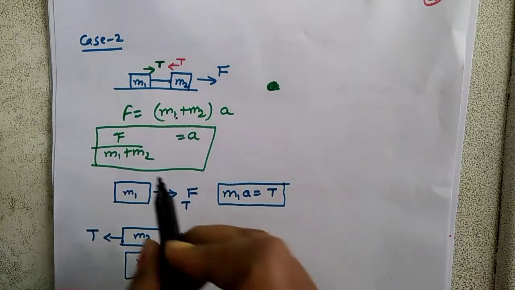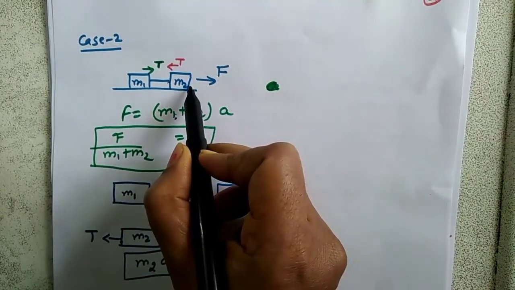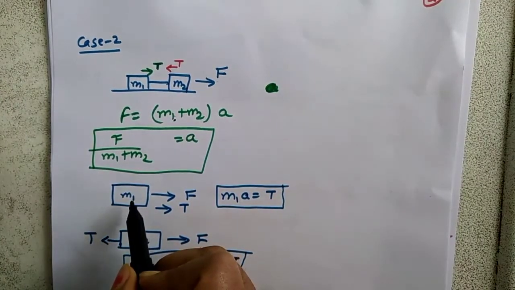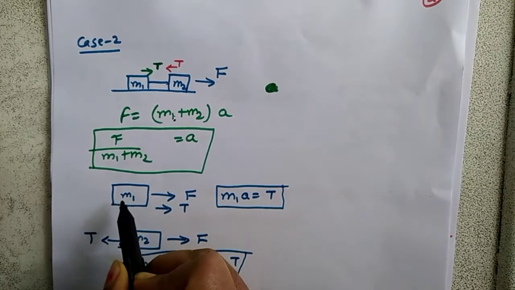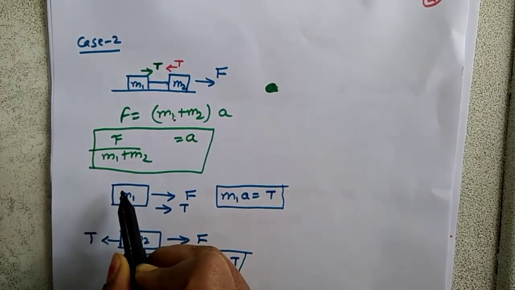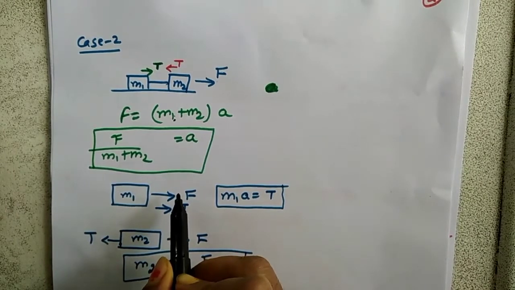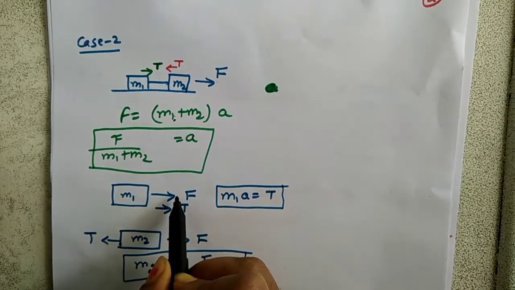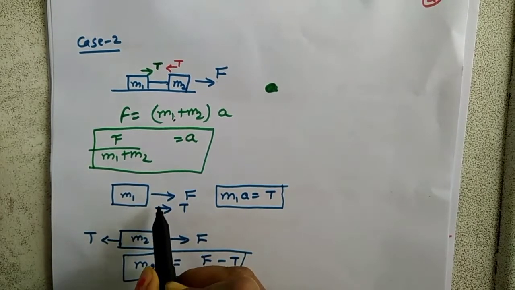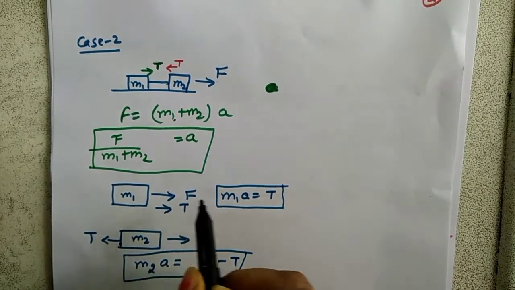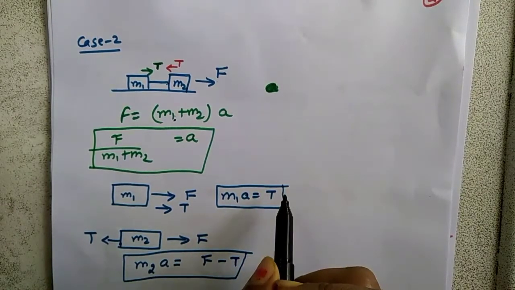As I told, we will write the free body diagram for this mass and for this mass. Free body diagram means we will separate the masses from each other. So for mass m1, acceleration is in this direction. I told you to always see where the acceleration is. Acceleration will be in the direction where the force is. So acceleration is in this direction, and tension is also in this direction. That is why we write the equation m1a equal to T.